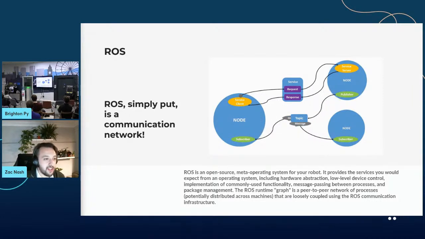So, ROS, for anyone who doesn't know, is, simply put, a communications network. Here you have the nodes, and you have publishers, and they send messages to a topic, and nodes that are subscribed to that topic receive that message. It's all about hardware abstraction, low-level device control, and implementation of commonly used functionality. So it is literally just message passing between processes.